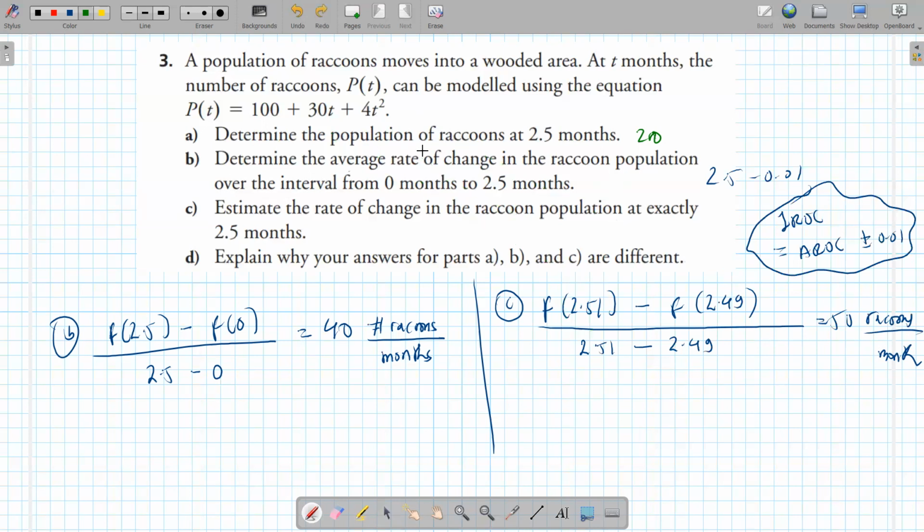What's the answer to part D? Explain why your answers are different from A, B, and C. The answer to A was 200, B was 40, and C was 50. Why are they different?